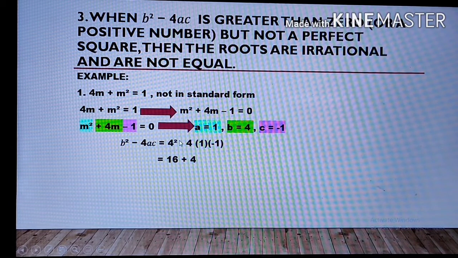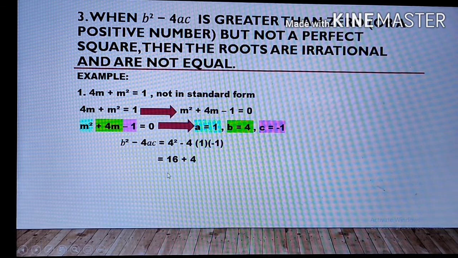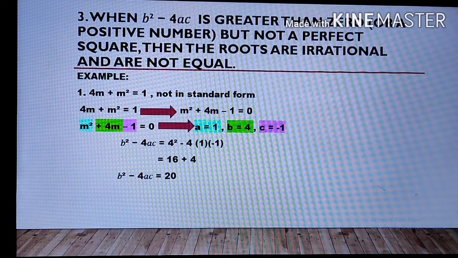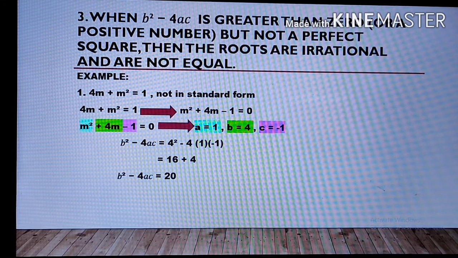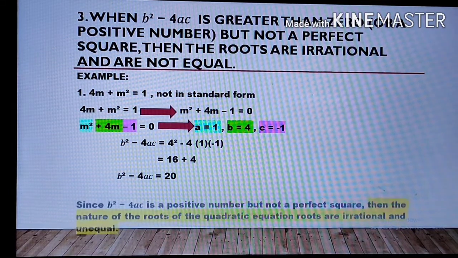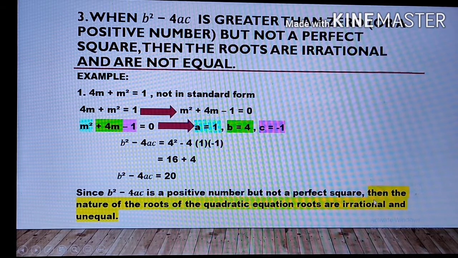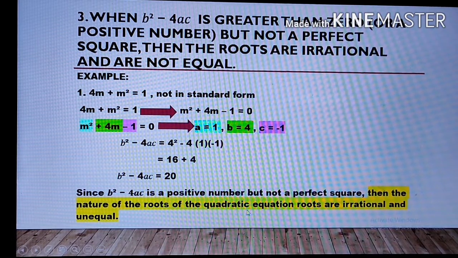So, 4 squared, 4 times 4 is 16. The negative 4 times 1 is negative 4 times negative 1 is positive 4. So, 16 plus 4 is equal to 20. So, if we are going to find the square root of 20, hindi siya whole number, decimal. Meron siyang decimal. So, hindi siya perfect square. So, since b squared minus 4ac is a positive number but not a perfect square, then the nature of the roots of the quadratic equation are irrational and unequal.